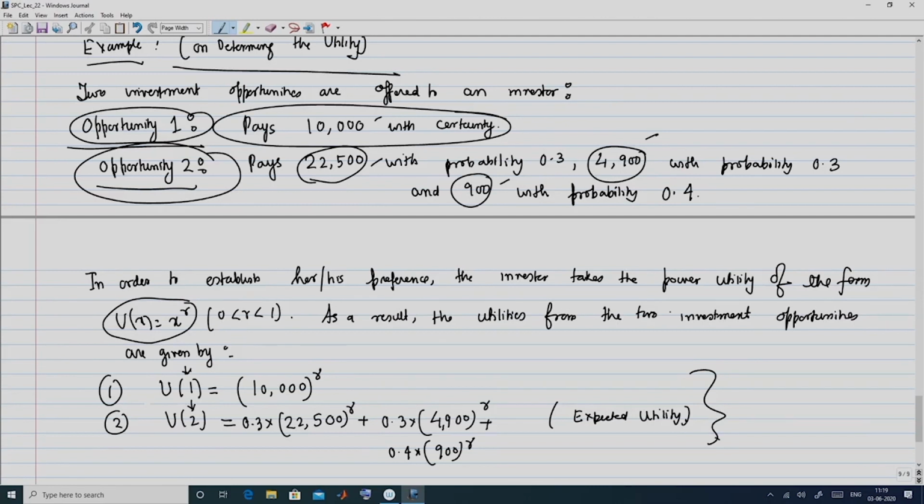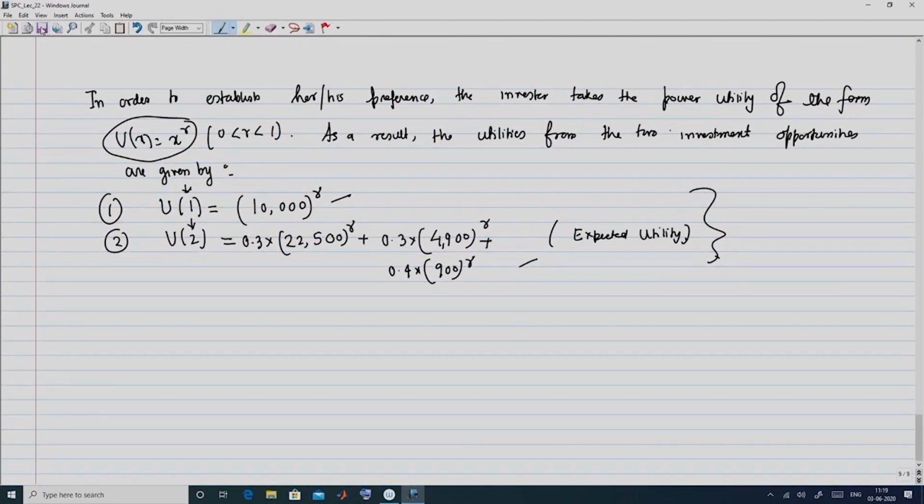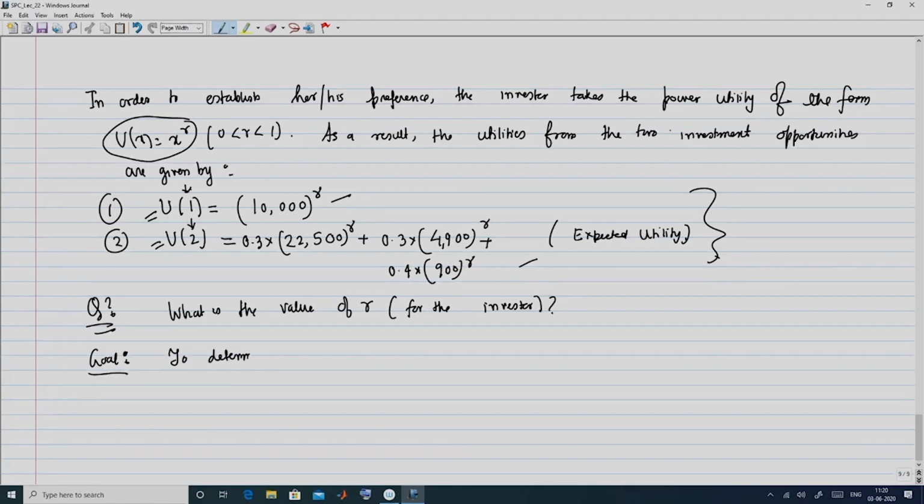So, these are going to be the utilities for the first opportunity and the second opportunity. So, this brings me to the question as to what is the value of gamma. Unless I know the value of gamma for the investor, I cannot make a comparison between u1 and u2 and hence cannot establish a preference criteria. So accordingly the goal is to determine the value of gamma.